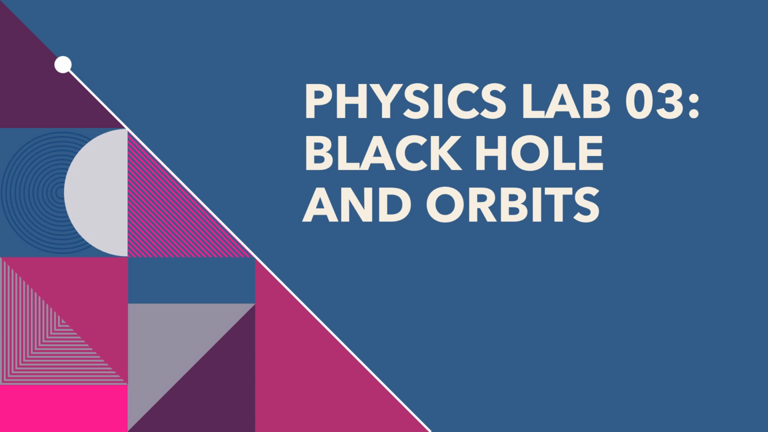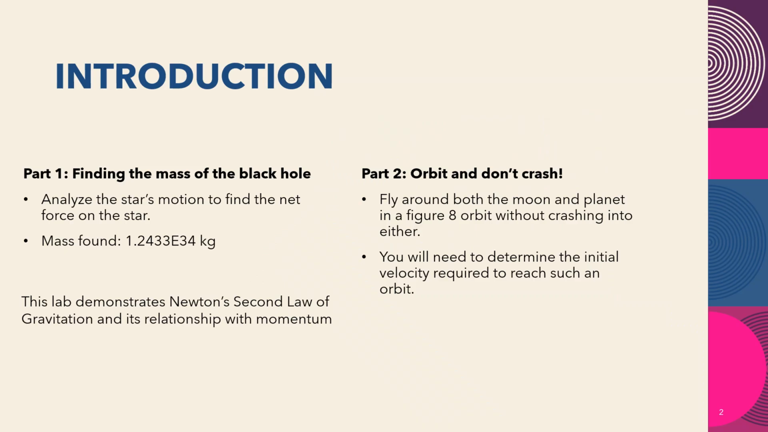Alright, this is my physics lab report for lab 3, black holes and orbits. As an introduction, the purpose of the first part of this experiment was to find the mass of a black hole based on the motion of a star orbiting said black hole, of which we knew the mass. And the mass found was 1.2433 times 10 to the 24th kilograms.